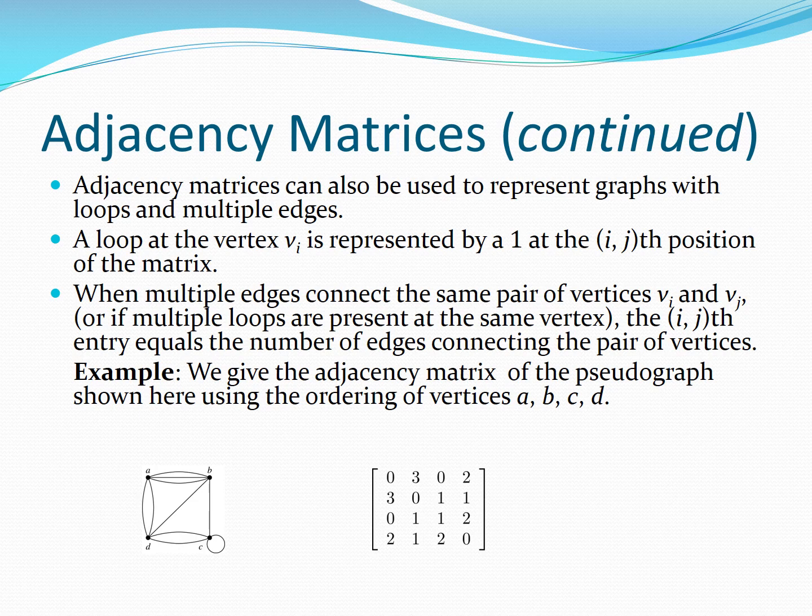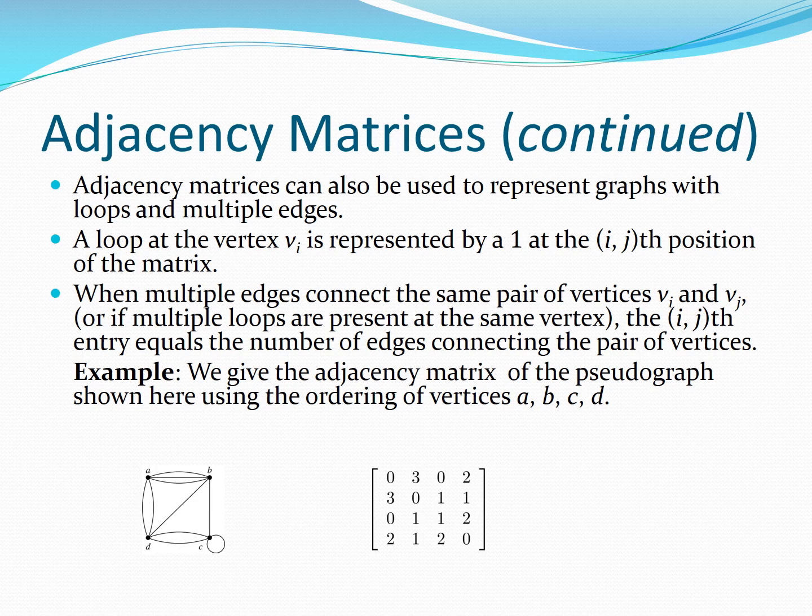So how do you represent multiple edges? If there are multiple edges connecting two vertices, then you're not going to just say either a 0 or a 1. You're going to count how many edges there are between the two vertices, and you're going to write that number instead of just a 1. So that is the main difference in how you represent an adjacency matrix for a graph which has loops and multiple edges.